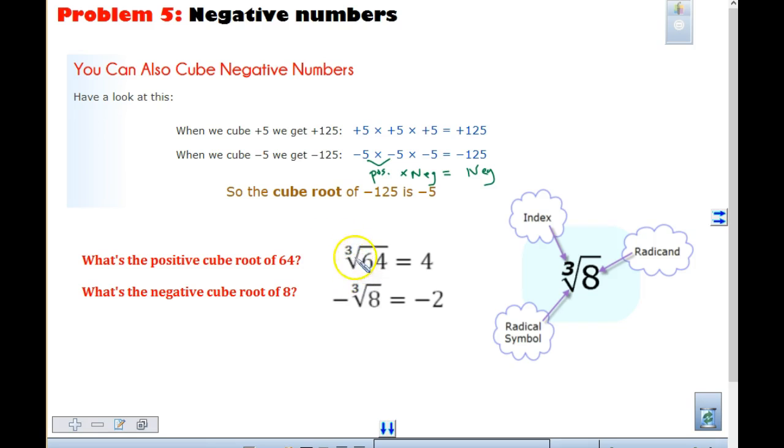So if I ask this question, the cube root of 64, that is just going to be 4, but if I put this negative out in front, it's telling me negative 2. This is called the index. If there is nothing written there, and I have the square root of 4, it is understood. We don't write it.